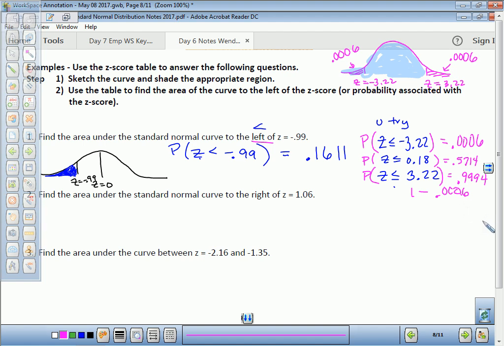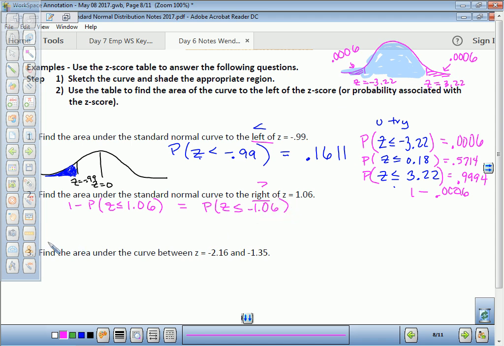Okay, now, the other reason why this is helpful is because sometimes we want to the right. Sometimes we do want greater than. To the right is greater than. So there's two ways we can find to the right. We can do 1 minus the probability that it is less than, or we can just find the probability of the opposite.